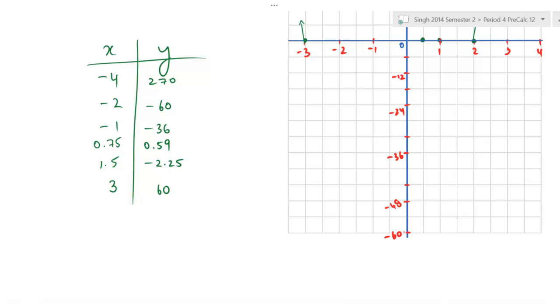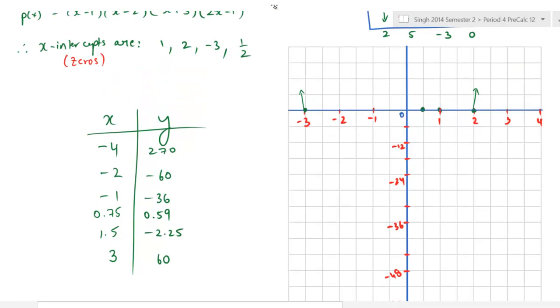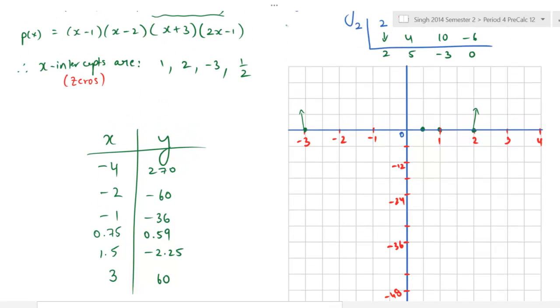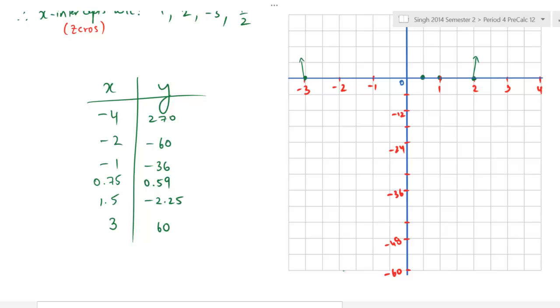Now let me go ahead and plug these points in. The points I came up with, -4 and 270, are going to be way off the chart, so I know it'll be a point up there. -2 and -60, it's going to be a point down here. -1 and -36 will be a point over here. 0.75 and 0.59. So 0.75 will be here, and 0.59 is very, very close to that value. So it'll actually be a little blurb up here, almost a blurb you can't even see.